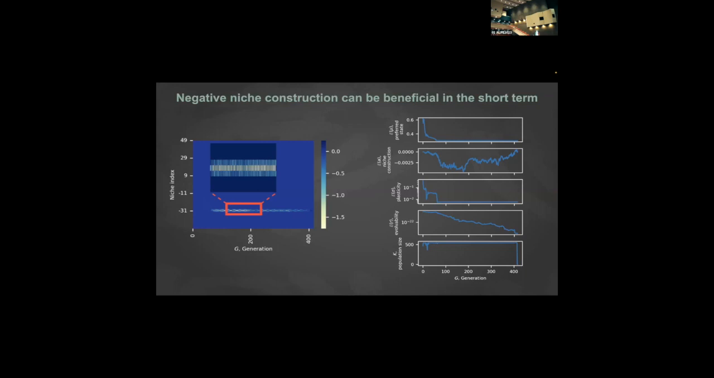They continue doing this for some time until at some point they start niche constructing positively. This creates a change in the environmental state that they cannot cope with because their plasticity and evolvability are very low. So they go extinct in this case.